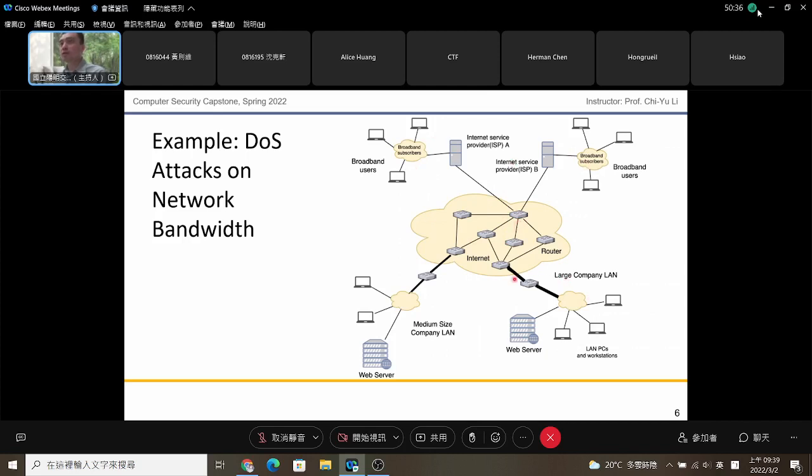launch the attack from this large company, because this large company can generate a large volume of bandwidth. But these companies are not able to attack this large company or medium company, because their bandwidth is much smaller than these two. So the traffic generated by these two companies will be constrained by the outgoing bandwidth provided by the ISP.